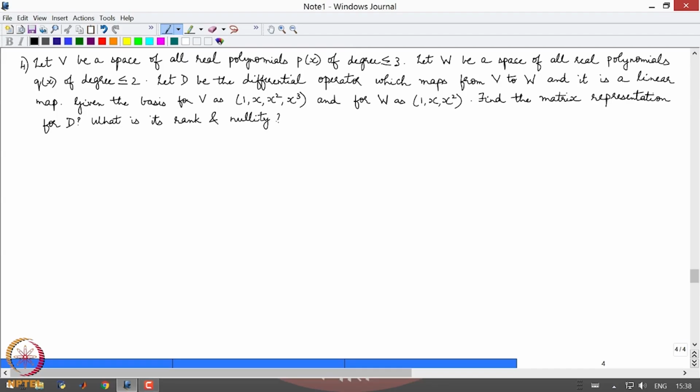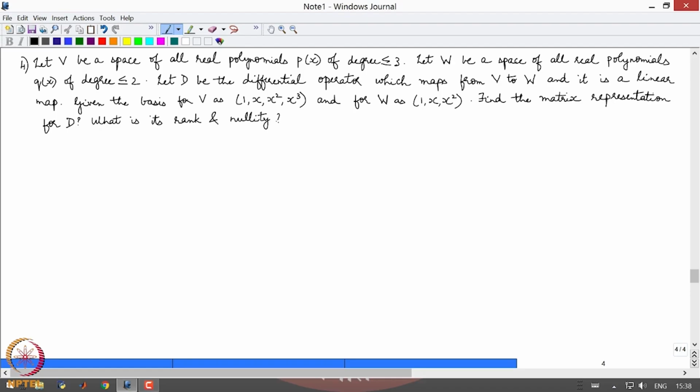Okay. So, this is the fourth problem. We are saying there is a space V which contains all the real polynomials, by which we mean the coefficients of the real polynomials of degree less than or equal to 3, and similarly there is another space W which also contains all real polynomials, but of degree 2 and less than 2.